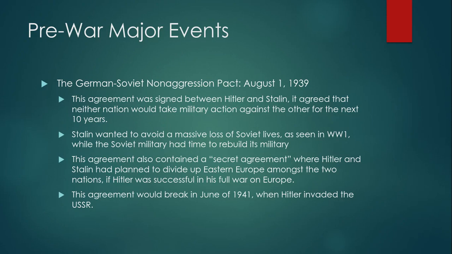Now, this agreement breaks in June of 1941 when Hitler invades the USSR. That's what we call Operation Barbarossa. This non-aggression pact was also known as the Molotov-Ribbentrop Pact or the Nazi-Soviet Pact, because those names were the two nations' foreign ministers. They also decided here that Poland, Lithuania, Latvia, Estonia, Finland, and Romania would all become spheres of influence. But this ends with Operation Barbarossa.